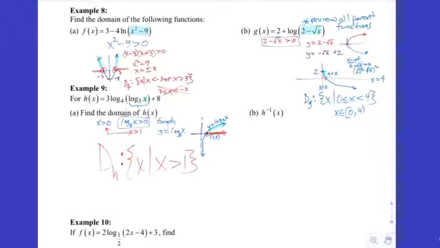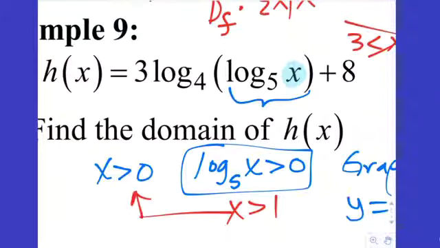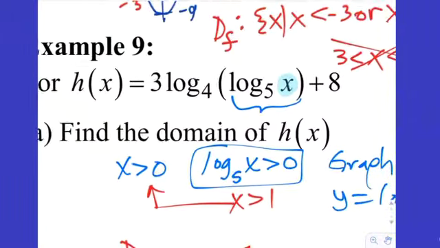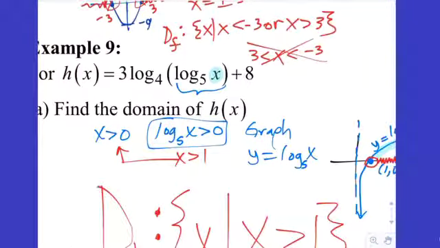All right, so now part B, and there's a couple of questions on the worksheet that have you finding the inverse of a log function. This one is going to be fun. How do we, in general, find inverse equations?